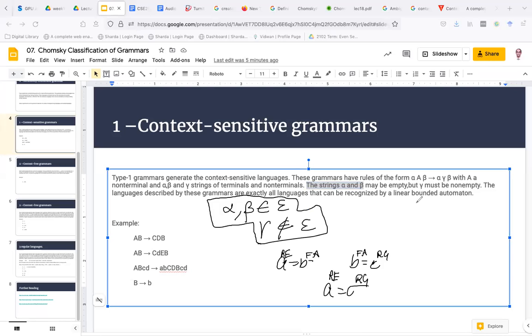Okay. One thing. The languages described by these grammars are exactly all the languages which are recognized by linear bounded automata. तो अभी क्या हो रहा है? What I'm trying to explain to you is that मैं ना एक नया स्लाइड ले लेता हूँ क्योंकि व्हाइट पेज मिल रहा है.